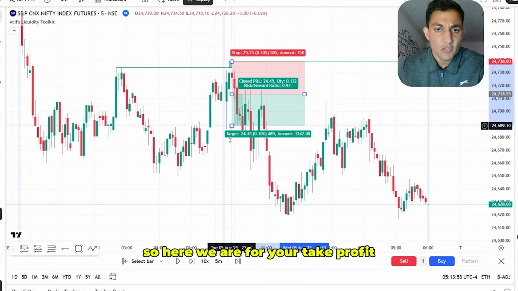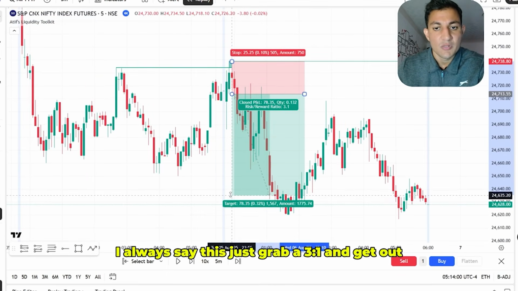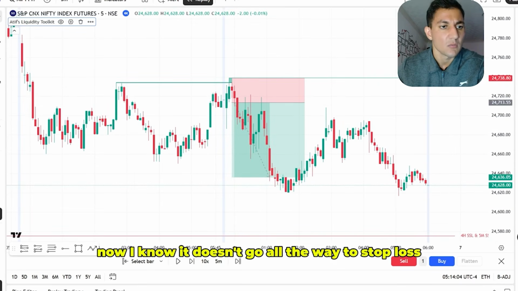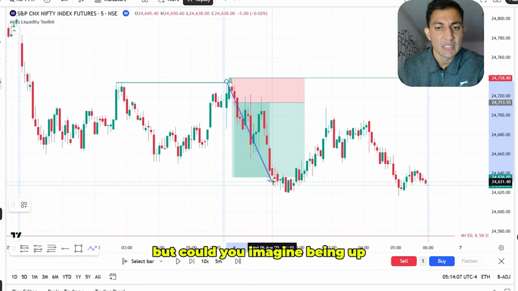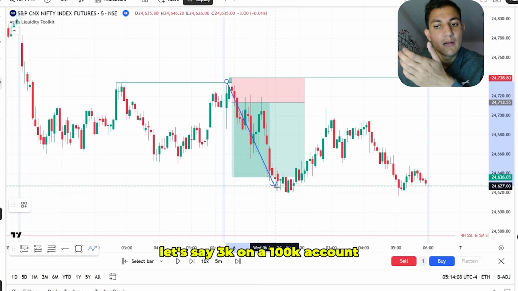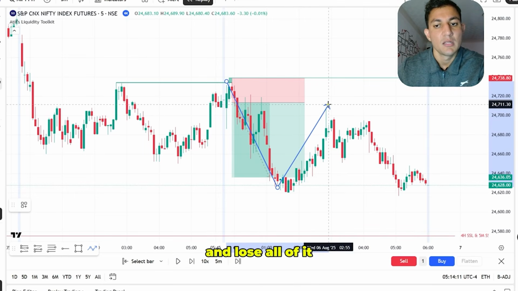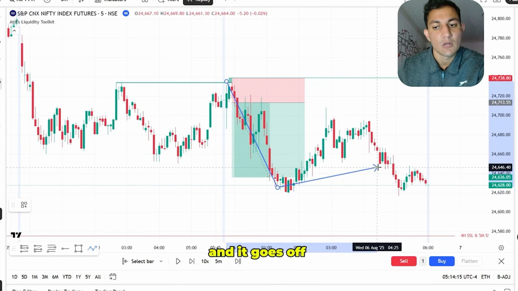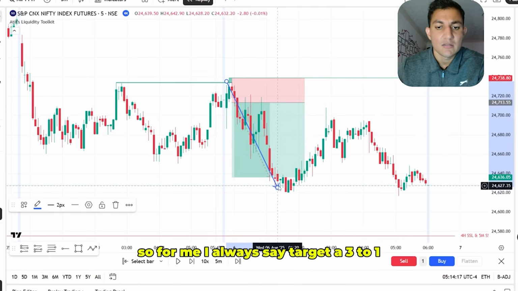Here we are. For your take profit, I always say this, just grab a 3-to-1 and get out, because look at this reversal here. Now, I know it doesn't go all the way to stop loss, but could you imagine being up, let's say 3K on a 100K account, only to see price go all the way up and lose all of it? Maybe your stop's around break even, tags you out and then goes off. So for me, I always say target a 3-to-1.